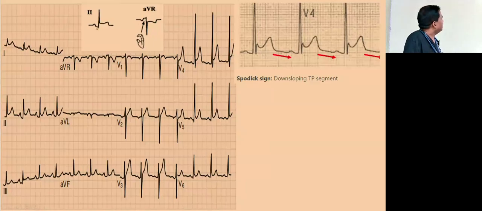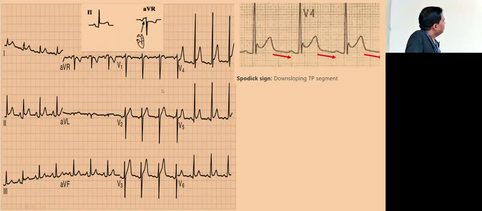But in all the other leads, this is the PR interval, before the QRS complex. So this PR depression is classical of acute pericarditis. They say it is very specific also, and it's one of the earliest signs of acute pericarditis. So PR depression you can see in almost all the leads.